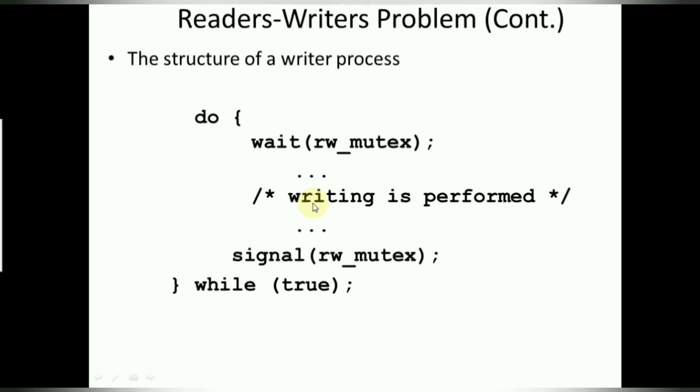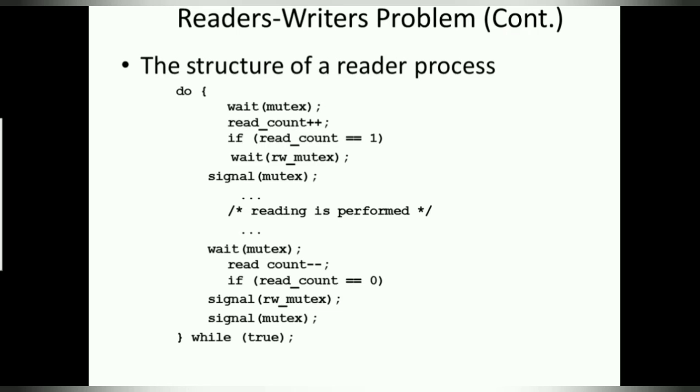Now let us see the reader process algorithm. As we discussed earlier, in the case of reader processes, there can be many reader processes simultaneously running on the shared data. That is, if more than one reader process is trying to access the shared data, it can be allowed because it is not manipulating the shared data.